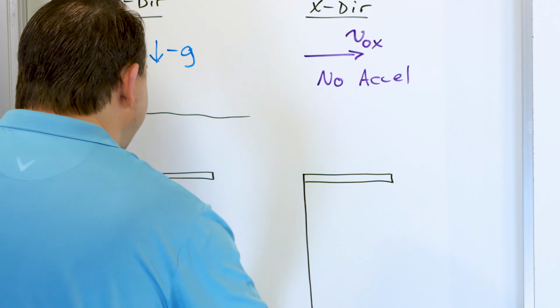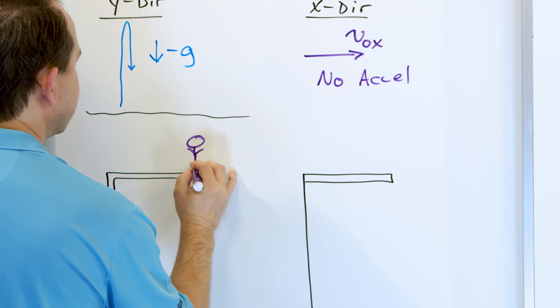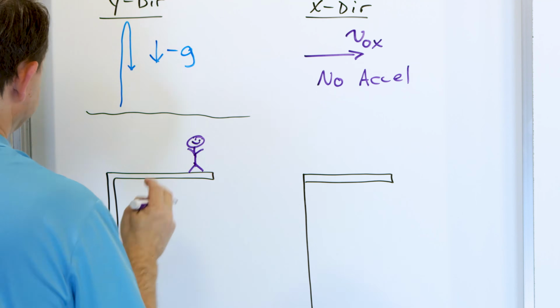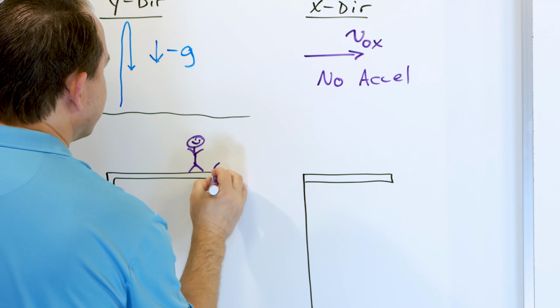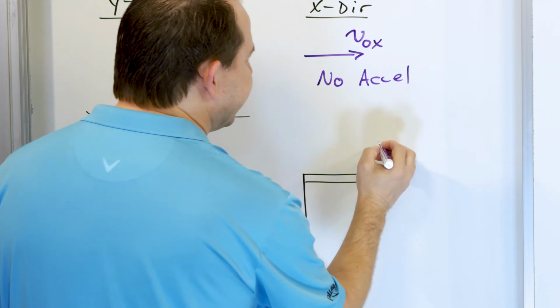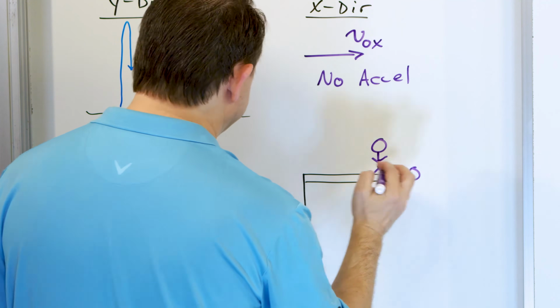At the top of this platform is Jason. That's me. I'm not an artist, so I just have a little stick figure smiley face like this. I'm holding two little balls right here, and I put them right next to each other. I'm going to do the same thing here. It's me right here, and I have two little balls.